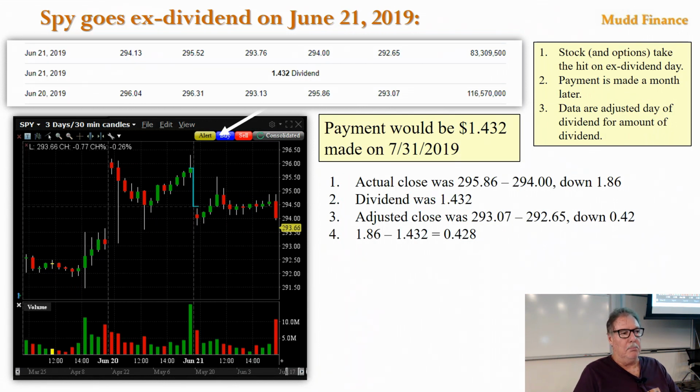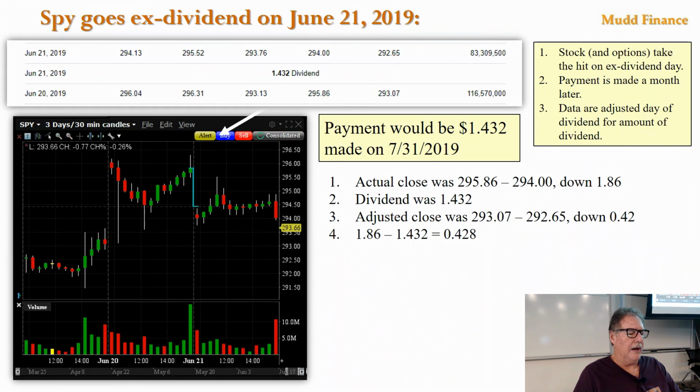And so that is going to be before the dividend payment and usually precedes the dividend payment by at least 1 month. Now, for significant stocks, the ex-dividend date actually impacts the stock price directly on that date that it goes ex-dividend. This is the example for SPY, the tracking stock for the S&P 500, which went ex-dividend on June 21st, 2019.